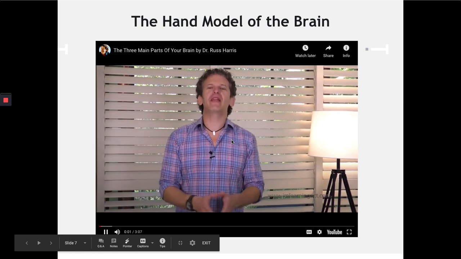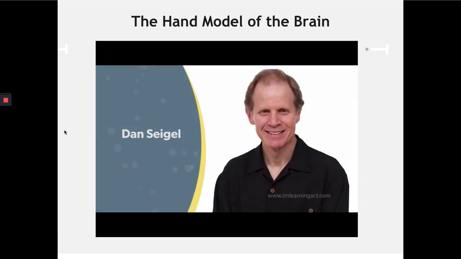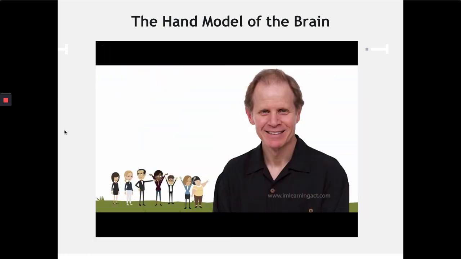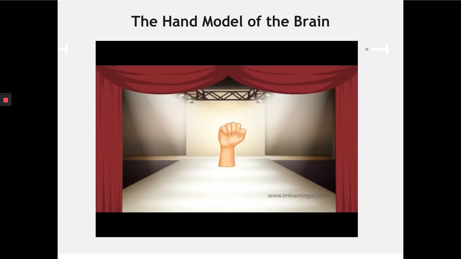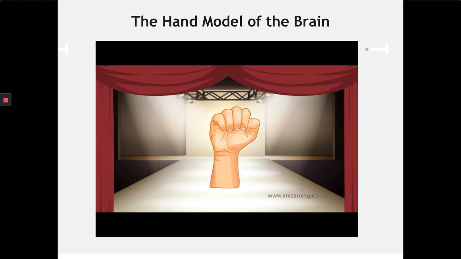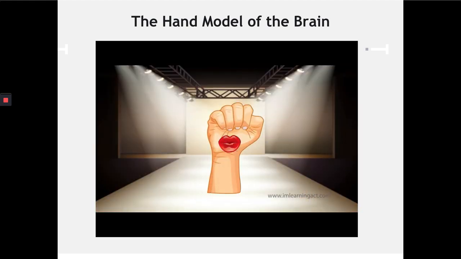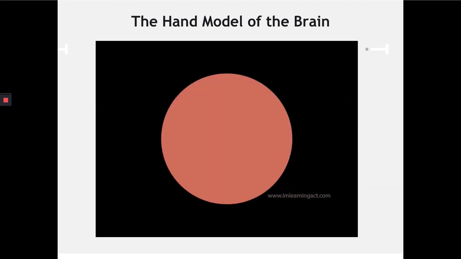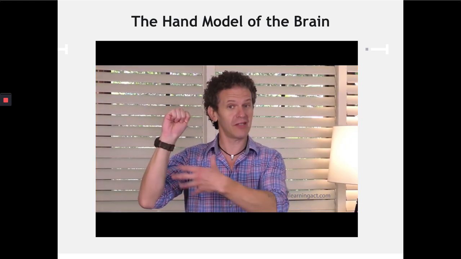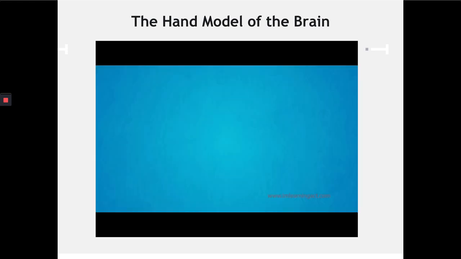Now, you probably know the name Dan Siegel. He's one of the giants in the field of interpersonal neurobiology. And Dan came up with a lovely hand model of the human brain. So let's kind of go through the hand model of the brain. And this can be useful for you to understand, but at times it might be useful for you to actually share this with your client.